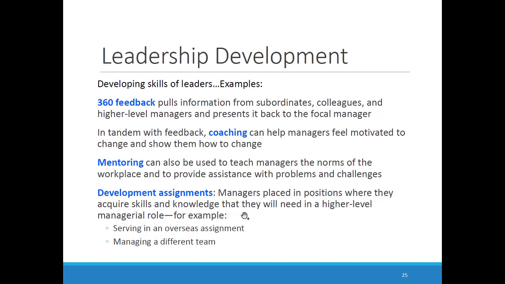An expatriate is a fancy word for employees in the United States who get placed in other countries for a set amount of time. Or perhaps even managing a different team. So these types of assignments can help managers build their skill sets.